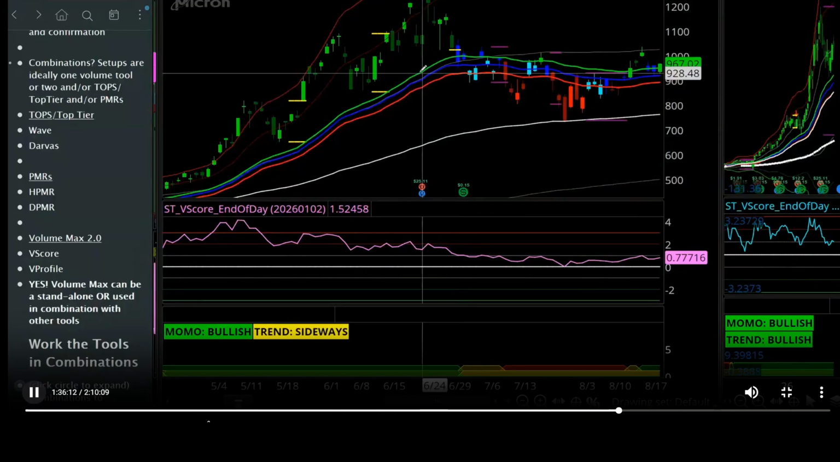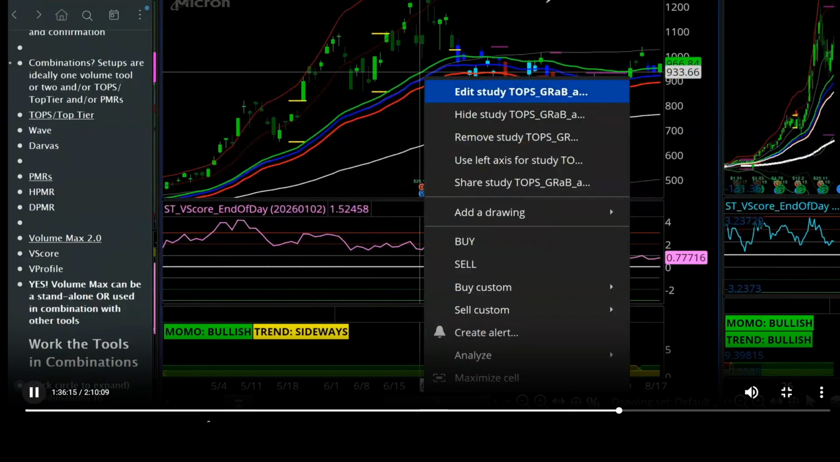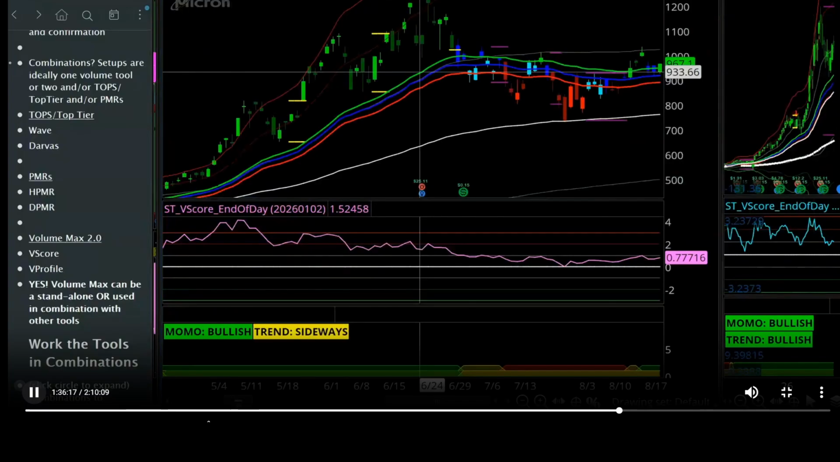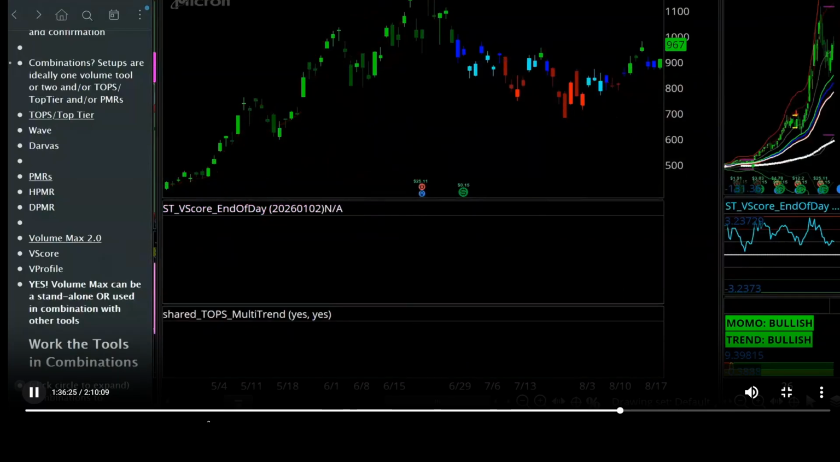So I'm going to hide the wave. Bear with me. We did it earlier. And you can see the thin lines of the band on the chart. All right.